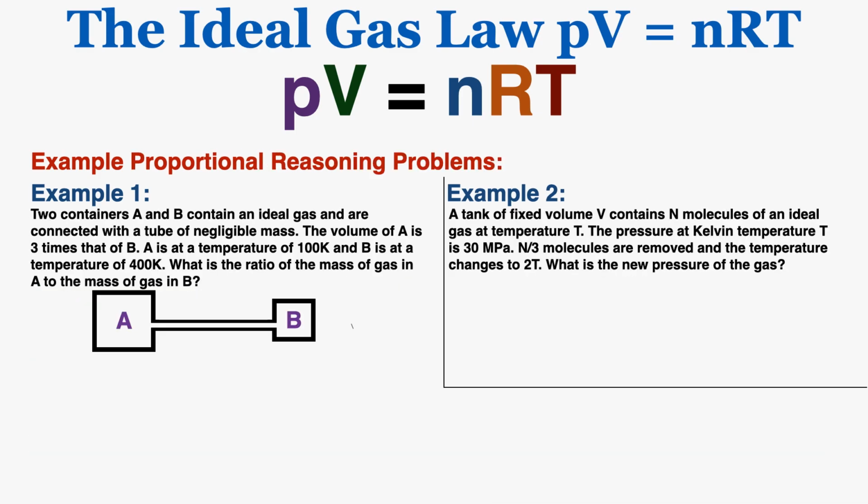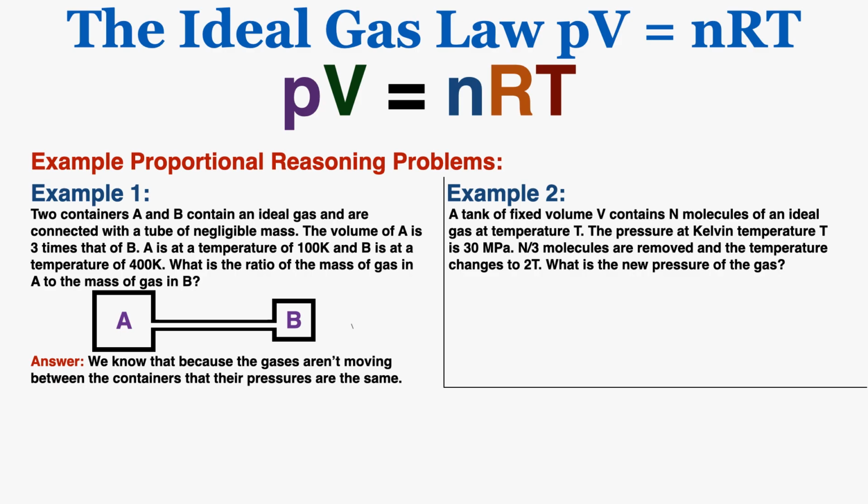Finally, I'll close out with 4 proportional reasoning problems. I'm doing more of these just because they're a very common type of test question. In example 1, 2 containers A and B contain an ideal gas and are connected with a tube of negligible mass. The volume of A is 3 times that of B. A is at a temperature of 100 Kelvin and B is at a temperature of 400 Kelvin. What is the ratio of the mass of gas in A to the mass of gas in B?